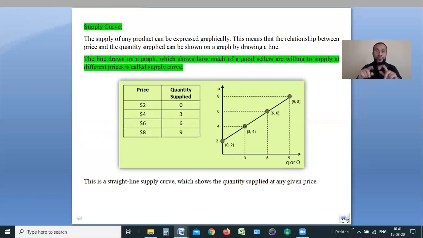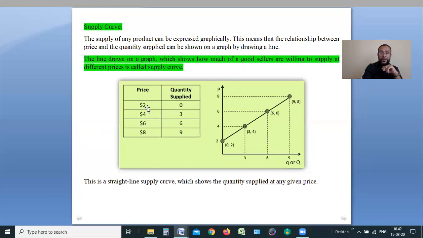So supply curve is simply the line on the graph which shows the relationship between price and quantity supplied at the given price. So this is the supply curve. This is the supply schedule given. This is the table information provided. So here this table is showing the relationship between price and quantity supplied.